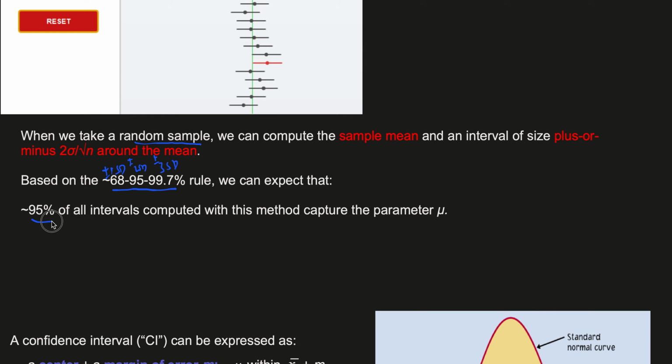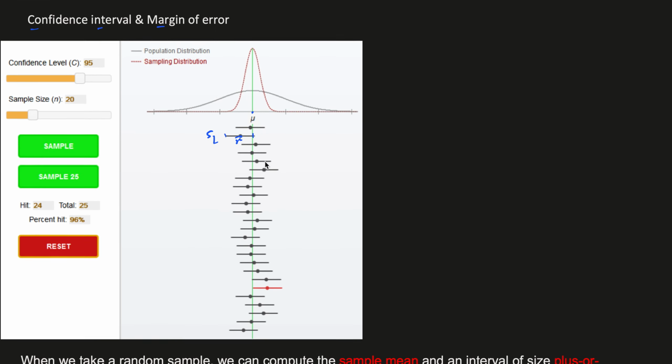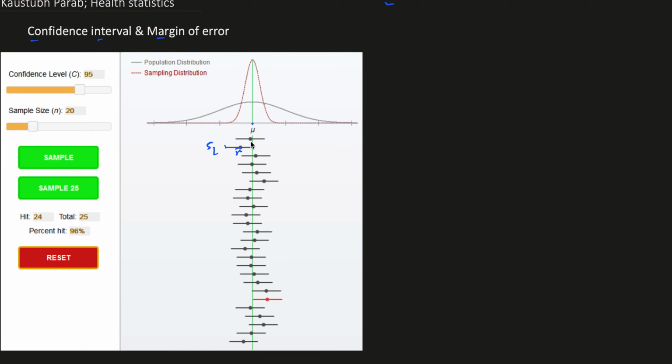So if we look at only the 95% confidence interval, that's two standard deviations plus minus around the mean. Of all the intervals computed with this method, 95% capture the parameter mu. So whenever we report these intervals around the parameter, we say that we are 95% confident about that result. In other words, we anticipate 5% of error. So we say 5% of the time it might not be true, or 5% of the time whatever result we got was probably merely due to chance alone.